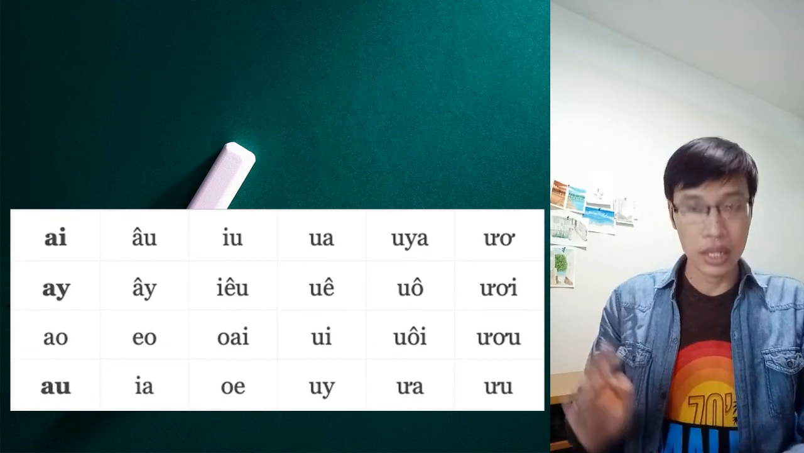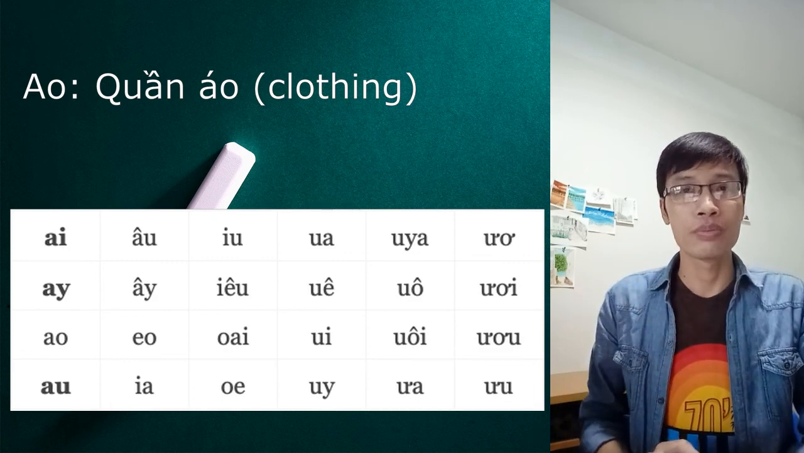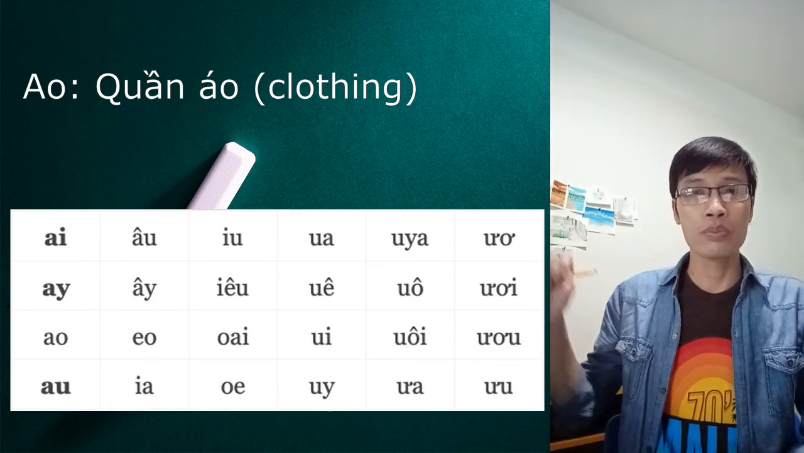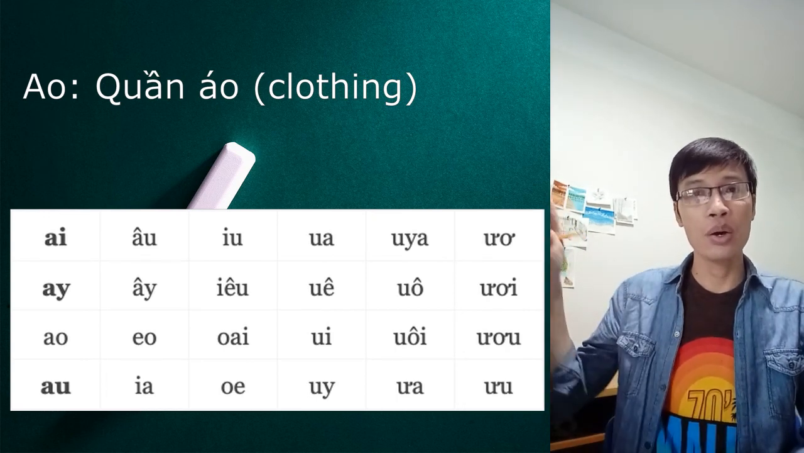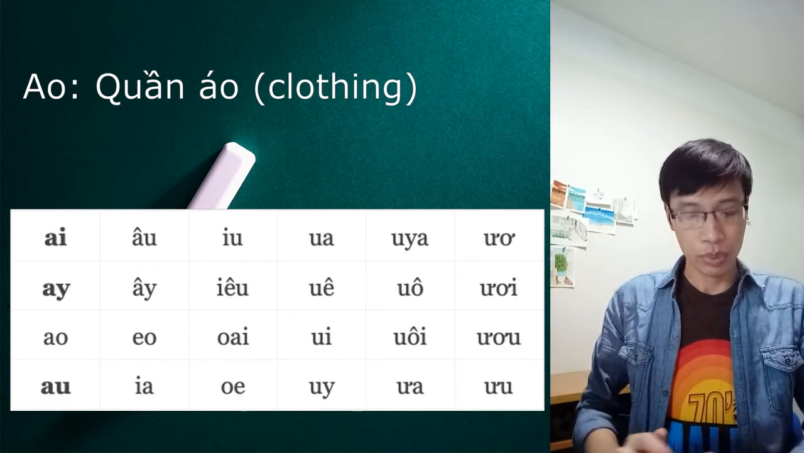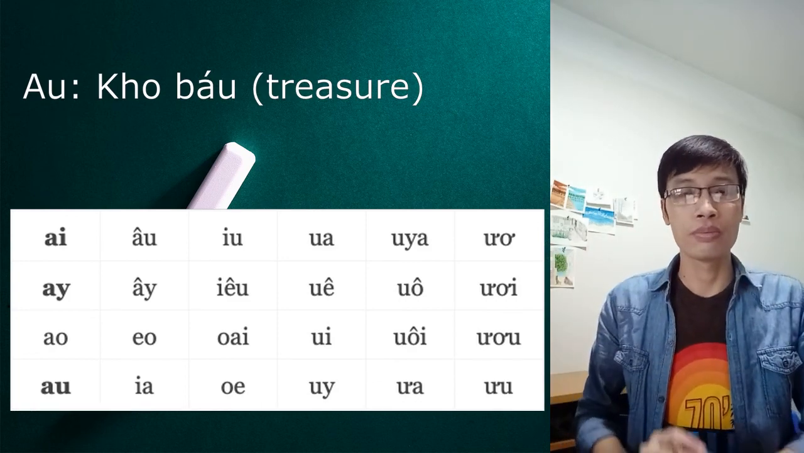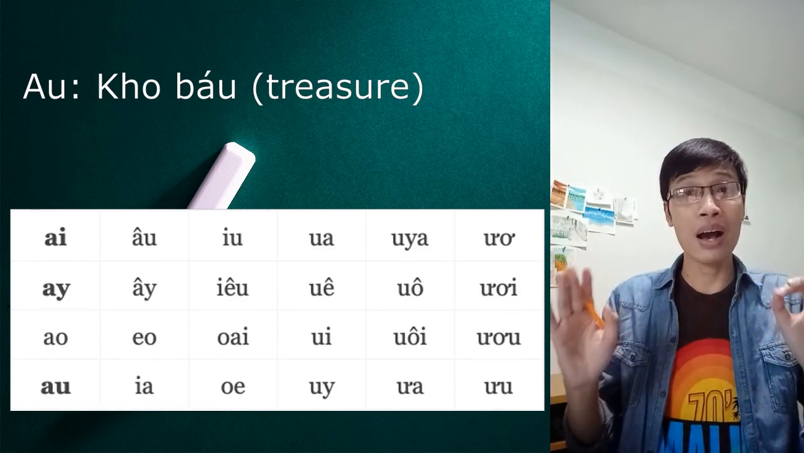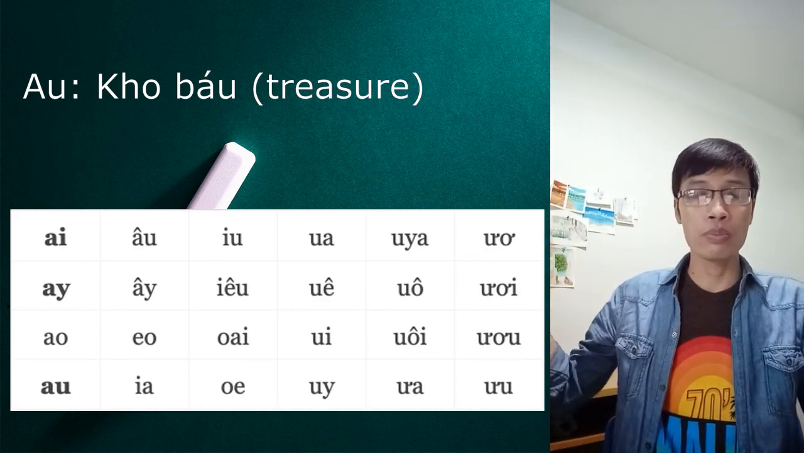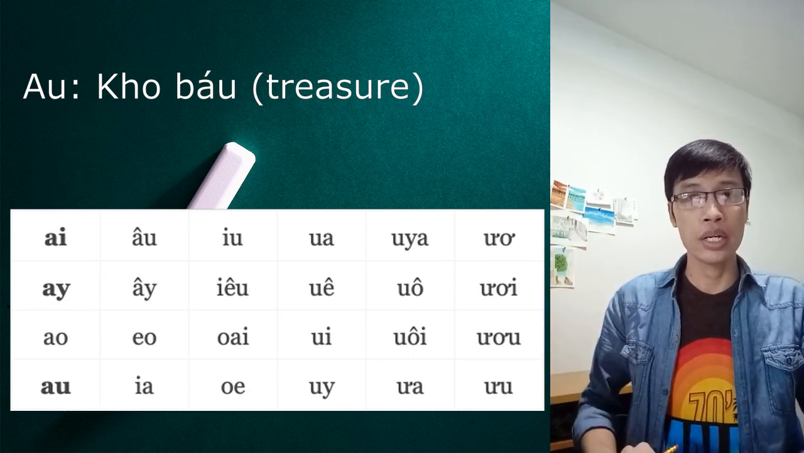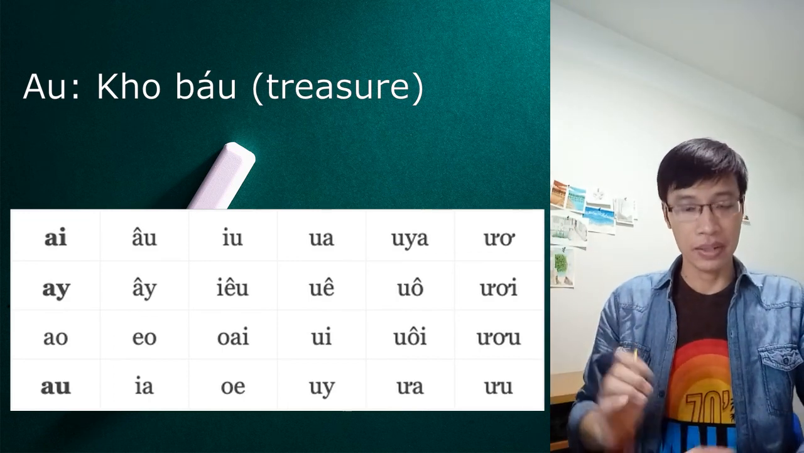Now, number three, ao. We have áo, quần áo, clothing, okay? Quần áo, clothing. Number four, au, it is different from ao. For example, we have kho báu, it means treasure, okay? Kho báu, okay.